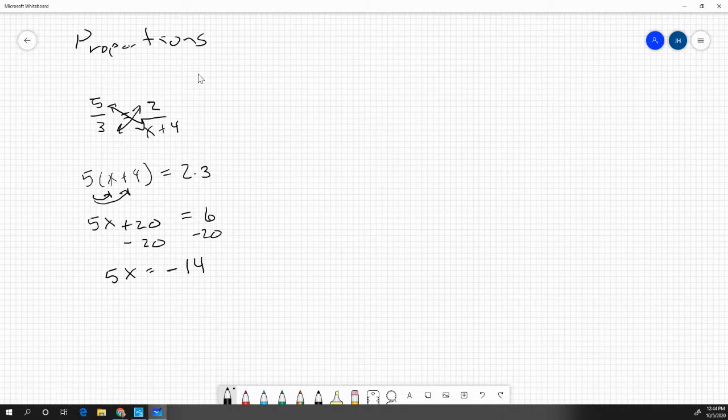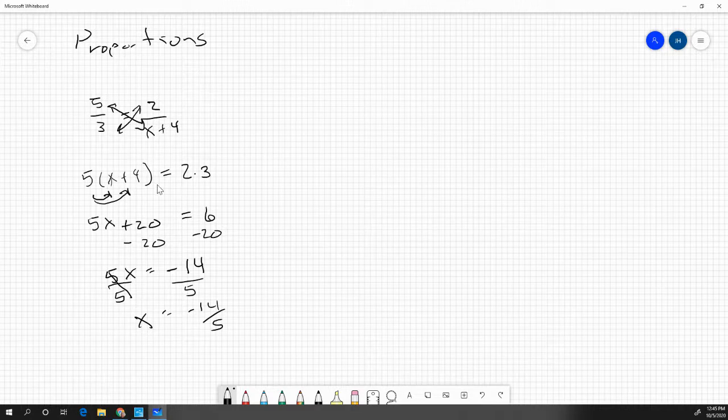And now the only thing I have left on this x is the 5 that's multiplied to it. So I'm going to divide by 5 here, and I'm going to divide by 5 here. These will cancel out, and I'll have x equals minus 14 over 5. And that's how you're going to do proportions. Sometimes you'll have something complex like the x plus 4 on the bottom of both of them, and then you're just going to have to distribute on both sides. But that's all I'm going to go over for proportions.